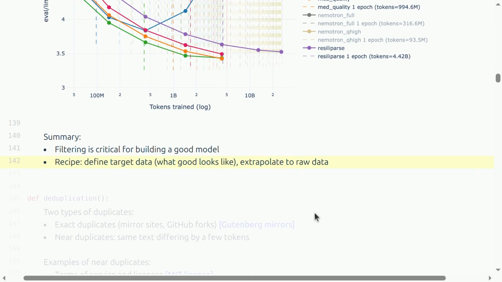And what good data looks like, you can either find it by saying, aha, there's this data set out there that I really like and I just want more of it. Or you can craft a prompt to a language model and then use that to do a preliminary filter of a large pool, and then use that good quality data to train a smaller classifier and extrapolate to everything else.